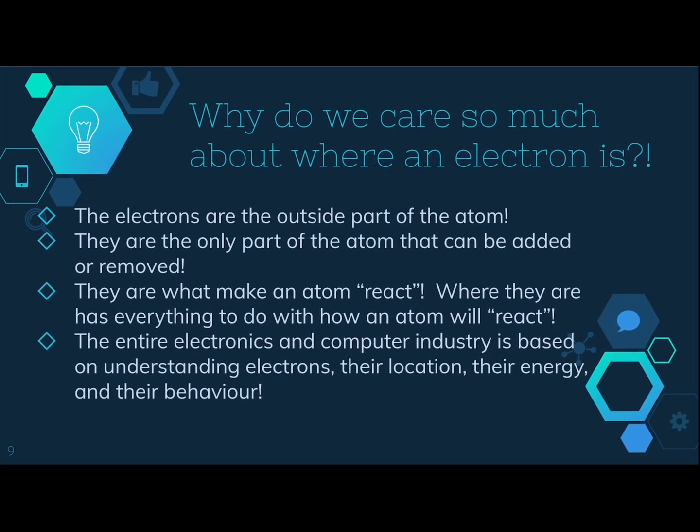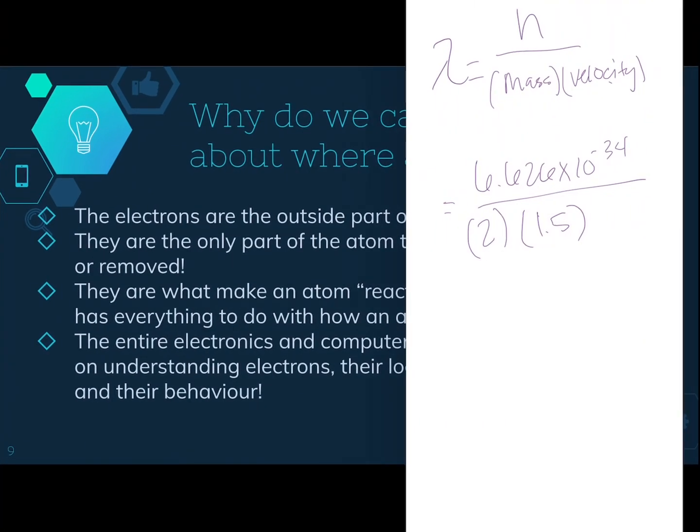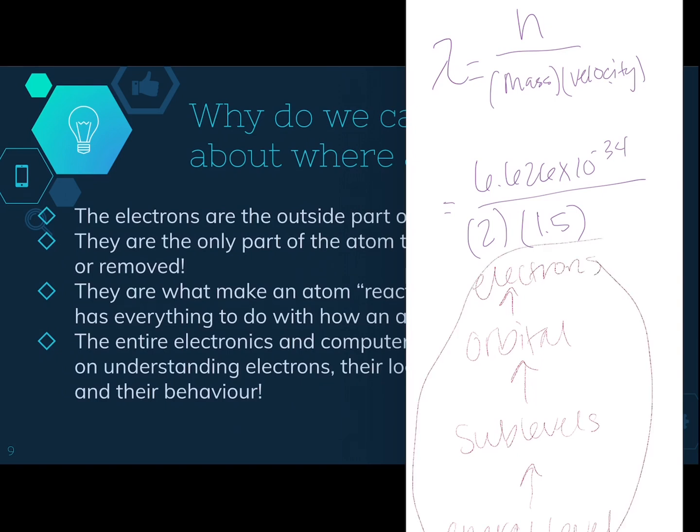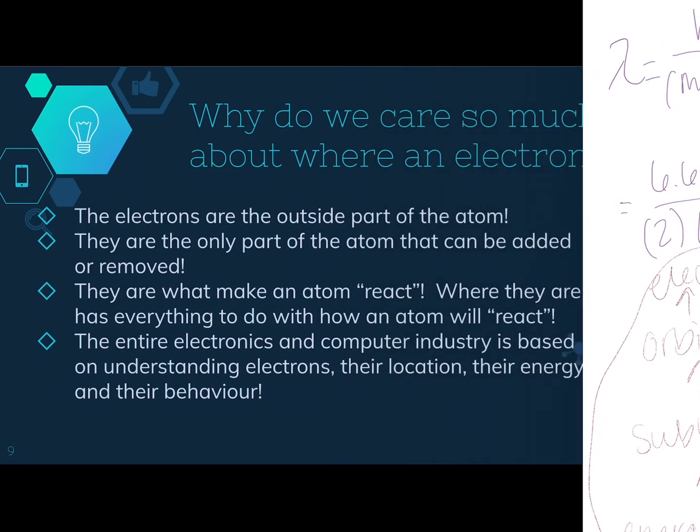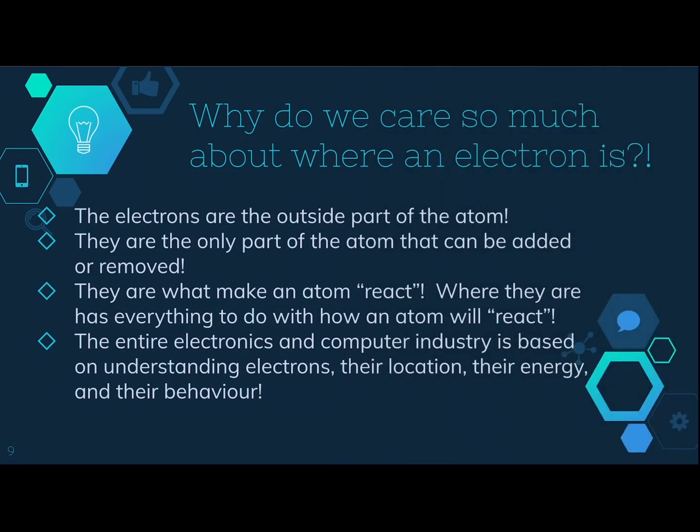Just for example, to help you out here, if I wrote down, I would have an energy level. From there, I could have sublevels. Within a sublevel, I would have an orbital. My electrons are in those orbitals. Just to give you an idea of what we're talking about.